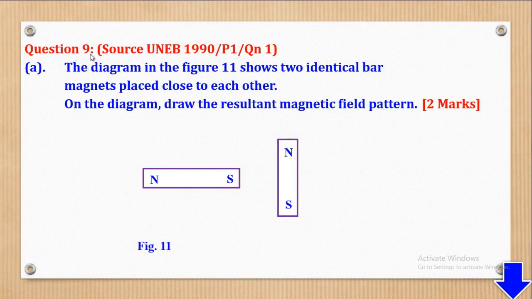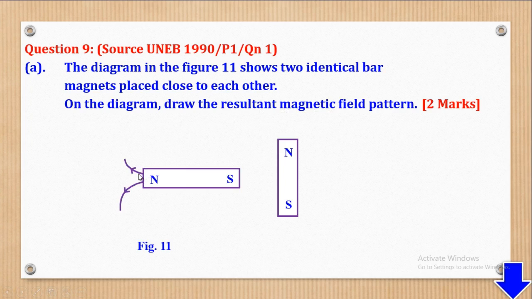So now we shall go to question 9. Question 9 came from UNEB 1990, paper 1, question 1, and part A says that the diagram in figure 11 shows 2 identical bar magnets placed close to each other. On the diagram, draw the resultant magnetic field pattern.